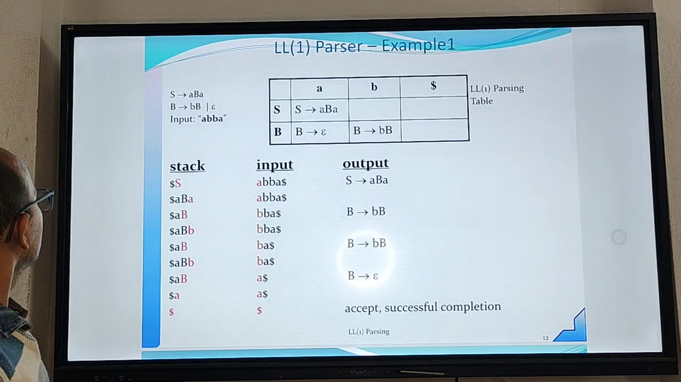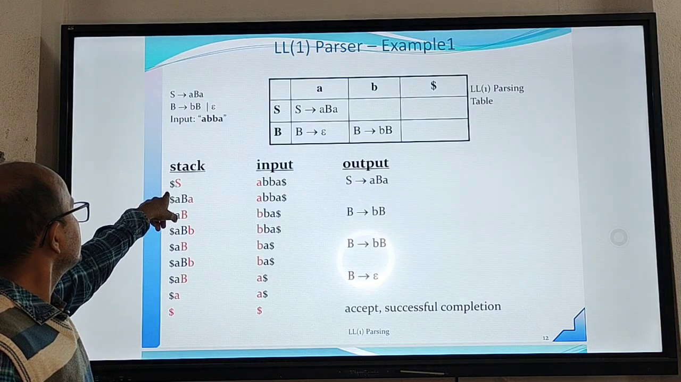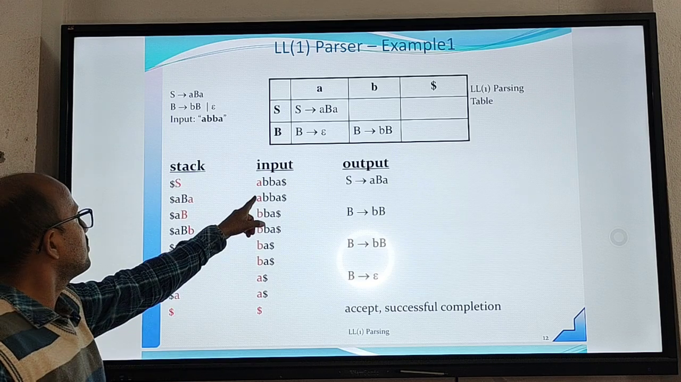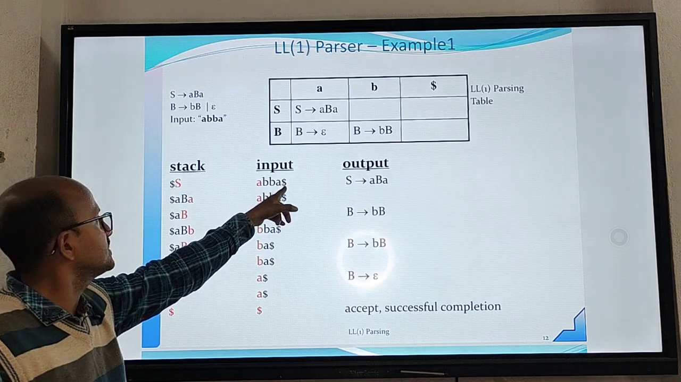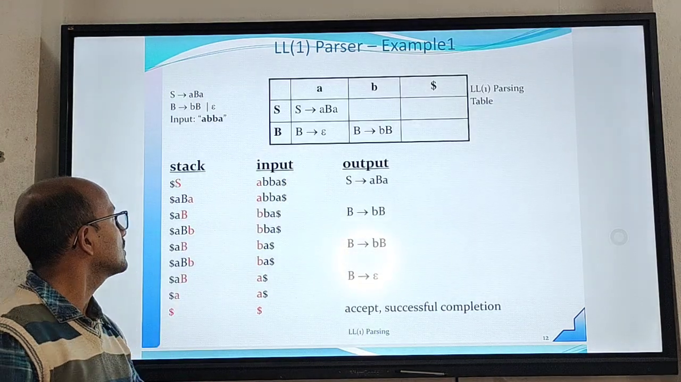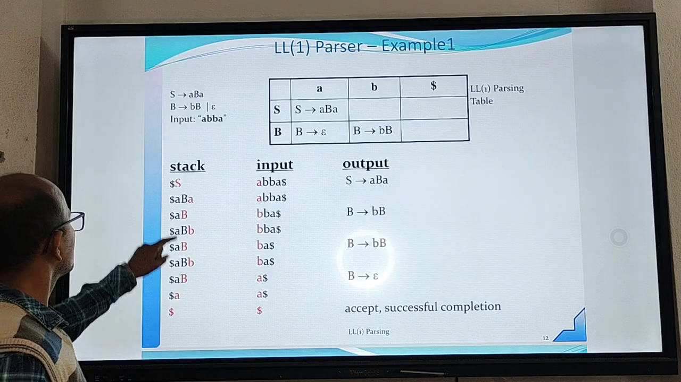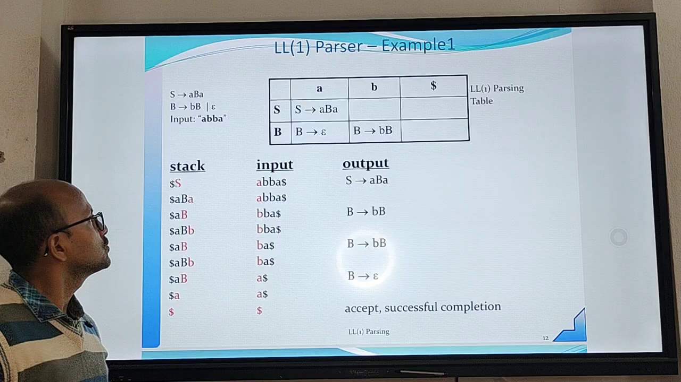Let us start with the stack holding the dollar symbol and the start symbol of your grammar, and the input buffer is populated with your input, and the dollar symbol is appended at the end, which is the end marker of your input. Now as per the production rule, S is the non-terminal and A is the terminal symbol. So what to do?